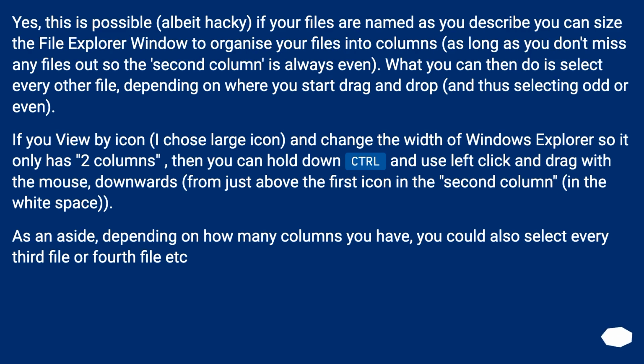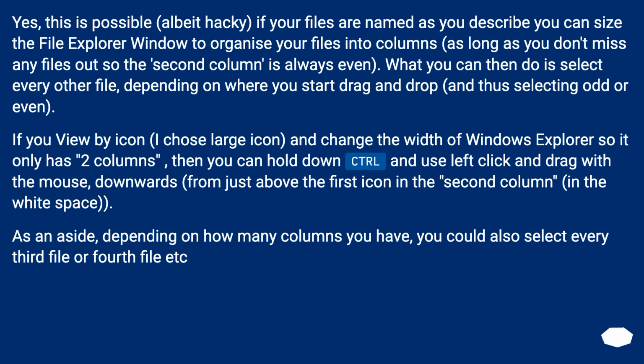Yes, this is possible, albeit hacky. If your files are named as you described, you can size the File Explorer window to organize your files into columns, as long as you don't miss any files out, so the second column is always even. What you can then do is select every other file, depending on where you start, drag and drop, and thus selecting odd or even.